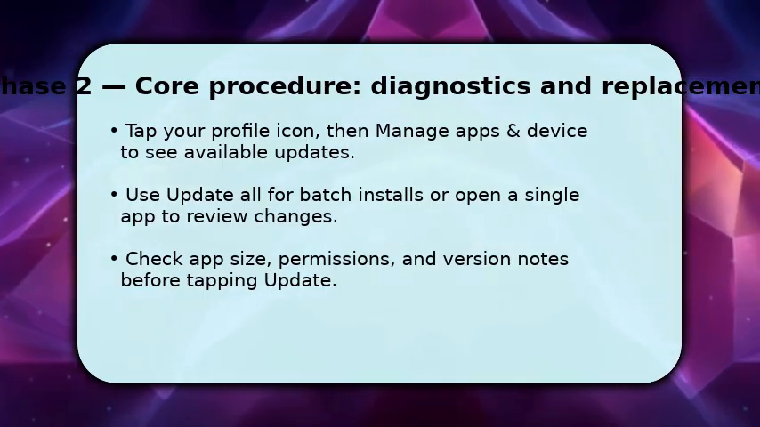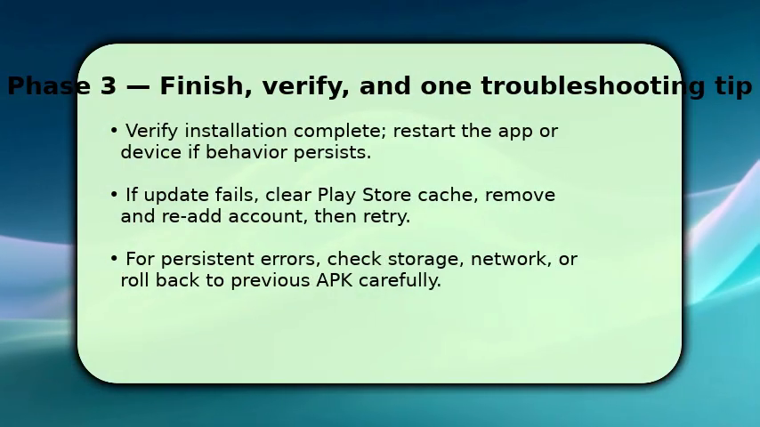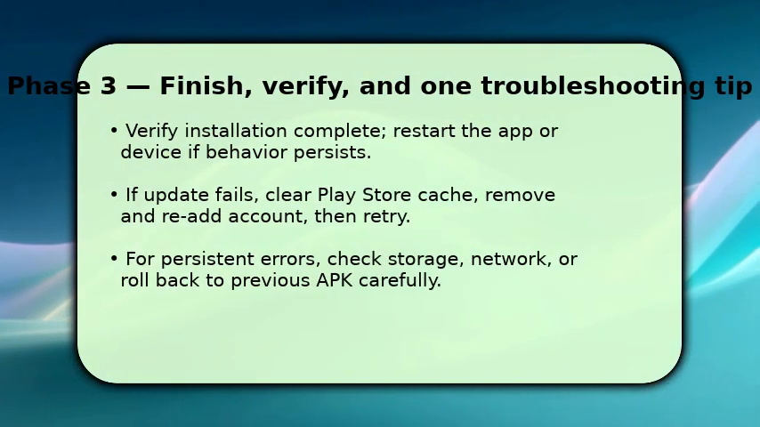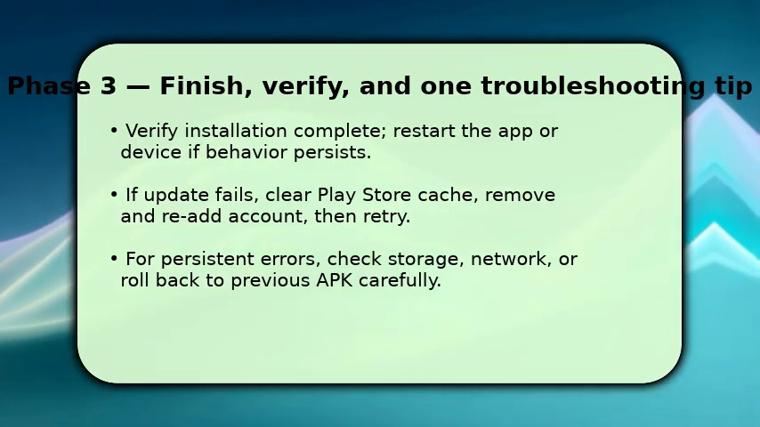You finish by confirming each app shows Open or Updated, and then launch the app to verify normal behavior. If something still misbehaves, restart the app or the device. Simple reboots often resolve version glitches.